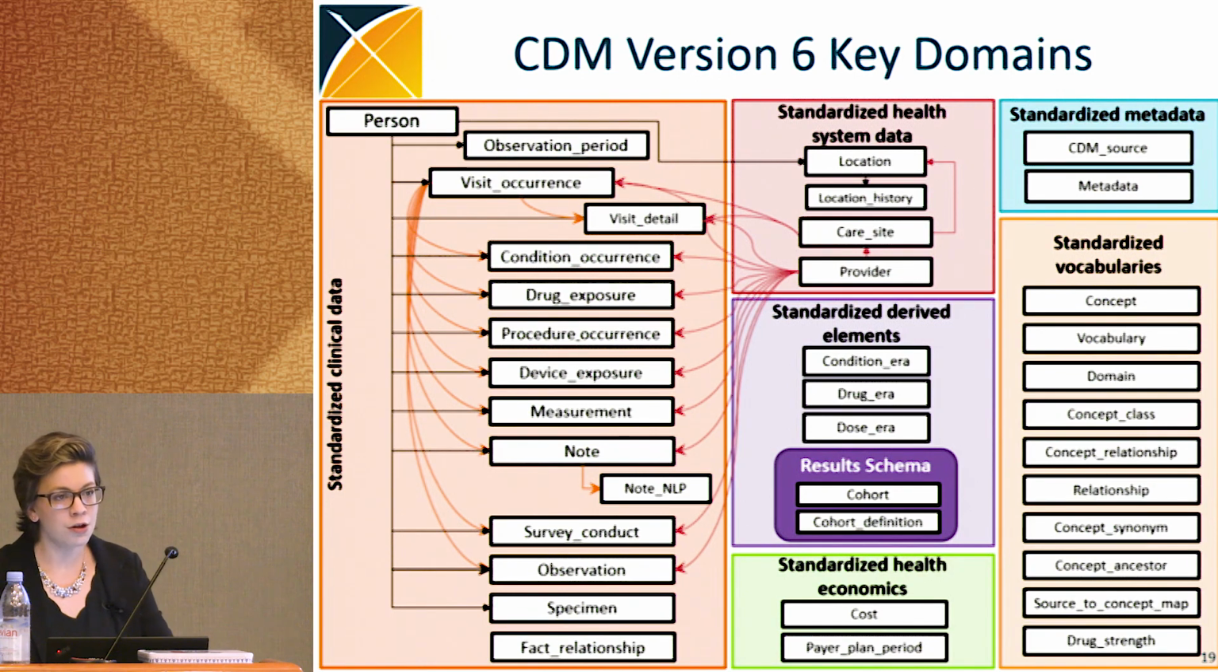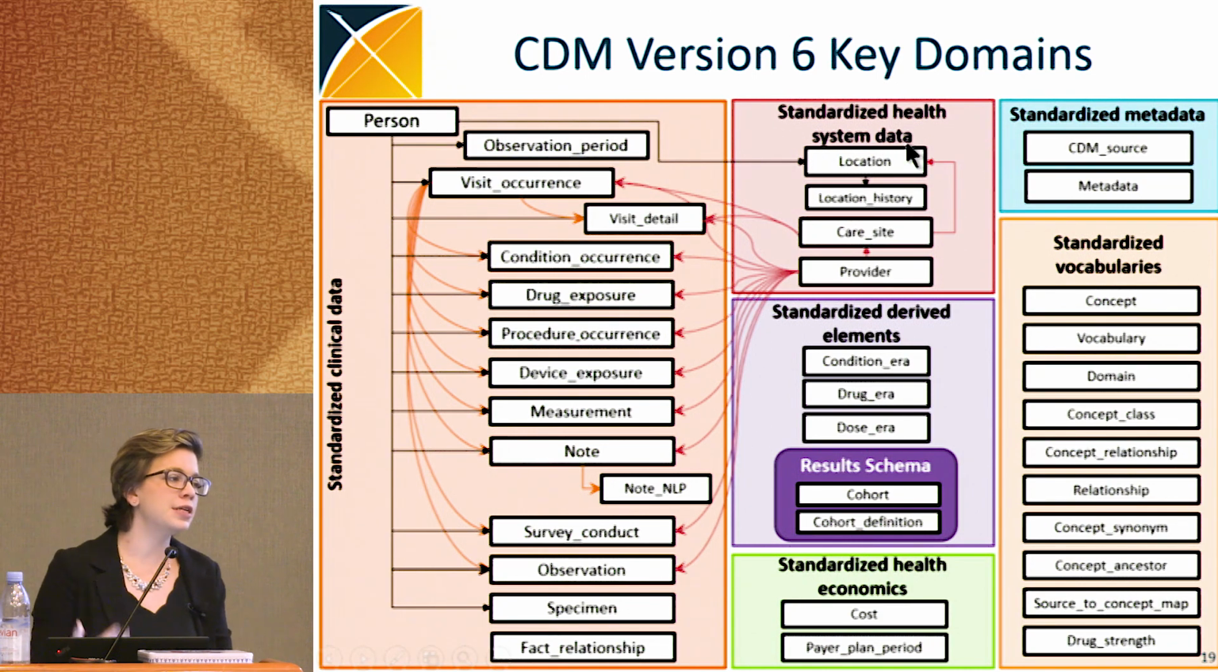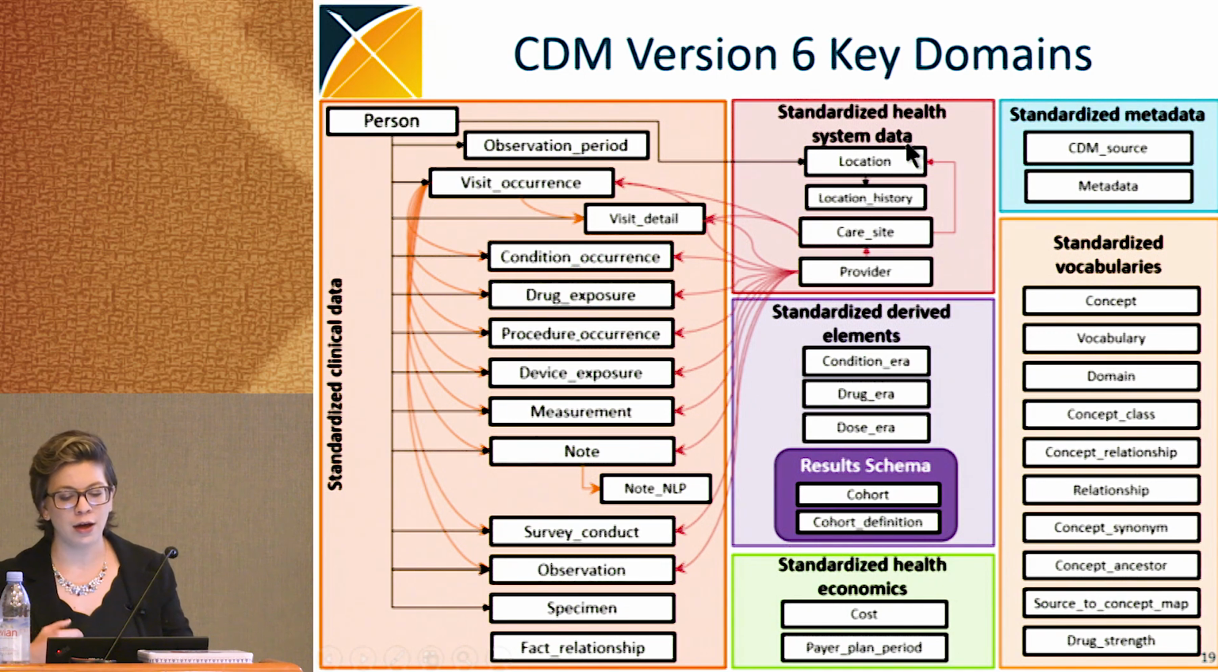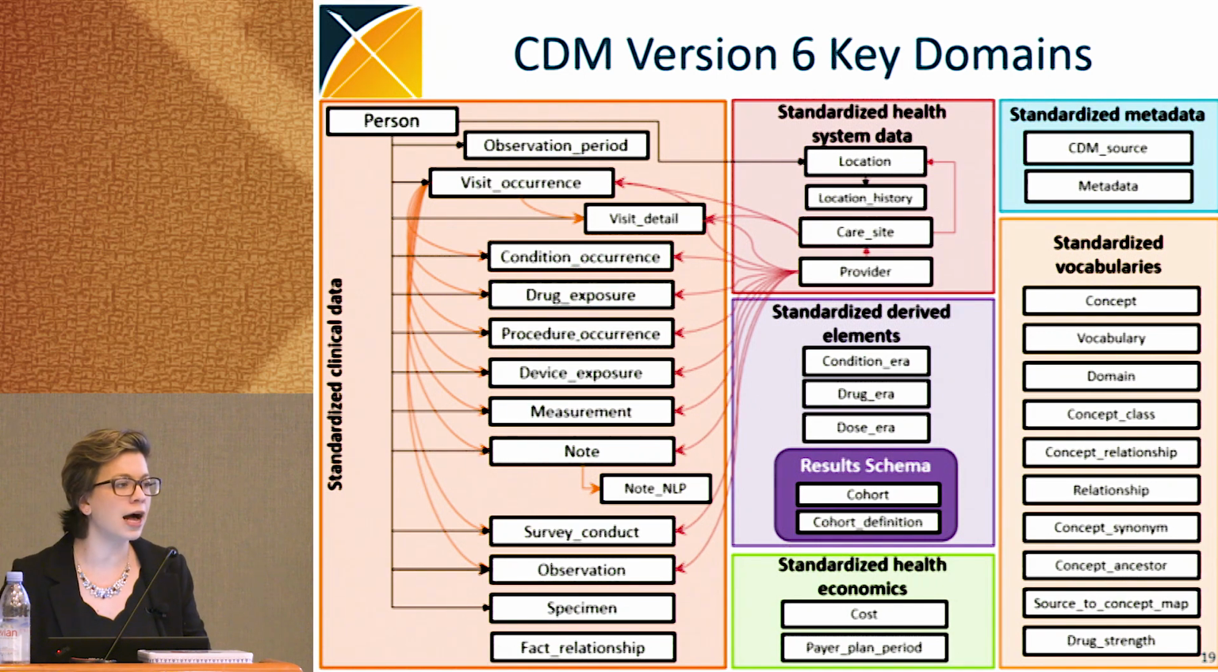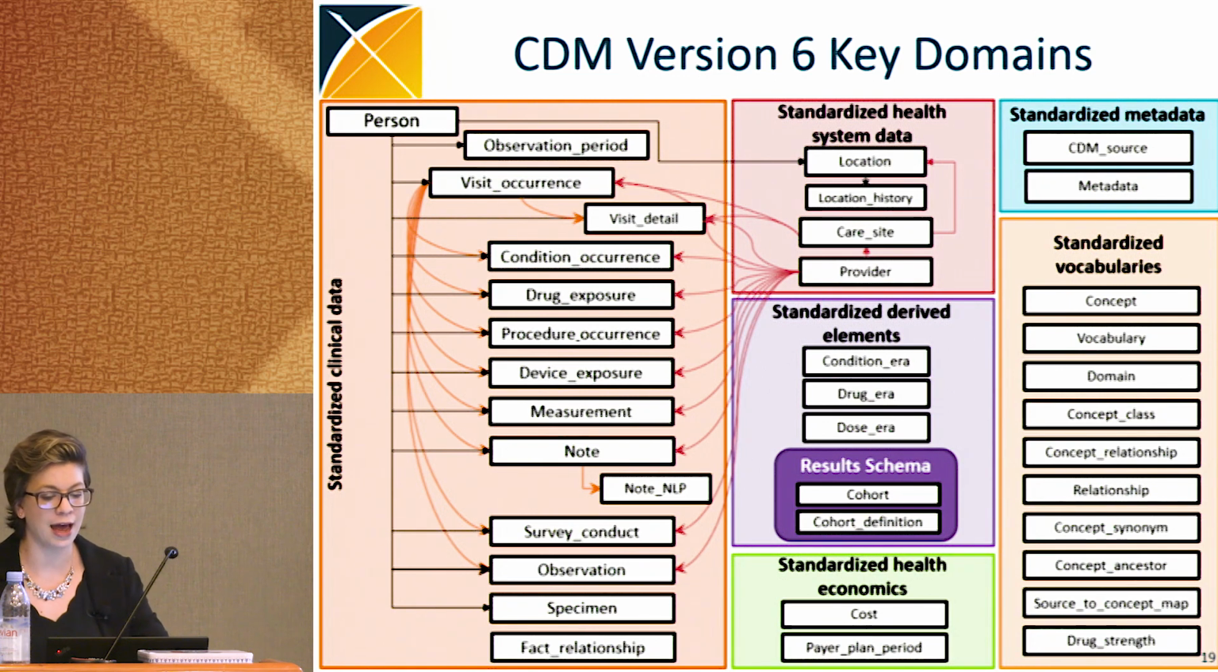But we do have some other things to facilitate the common data model. So for example, we have standardized health system data. So if in your data you have information about the location, so locations of hospitals or locations of where people live, we don't need to store multiple copies of location information. We can have singular sources of information about that. If you have information about care sites, we do the same thing. And then providers. One provider is going to have many patients. We don't need to have lots of records for an individual provider.